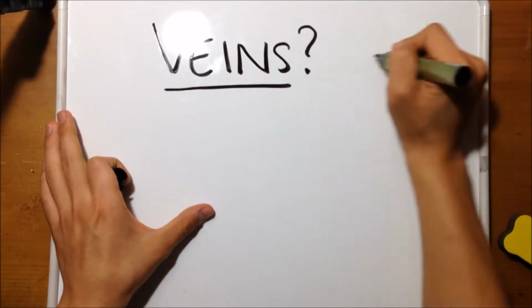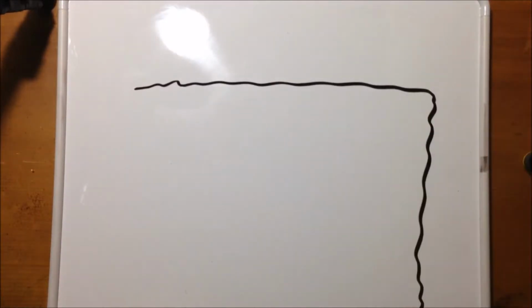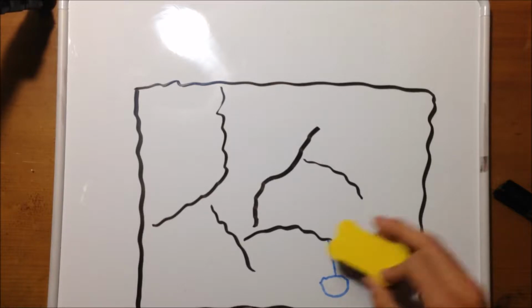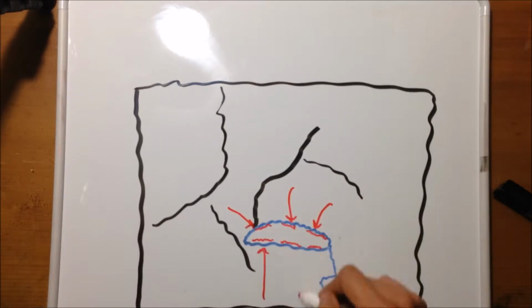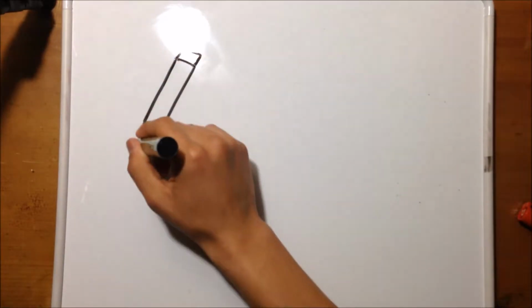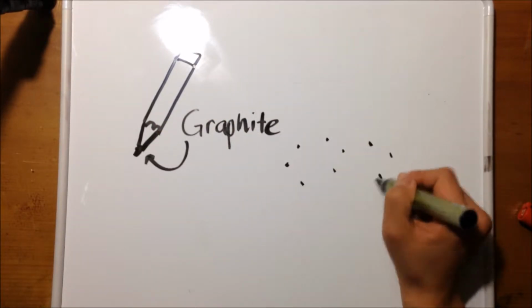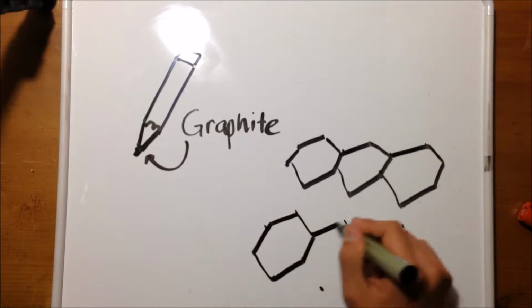Veins, what are they? Well, by definition, they are an extension fracture that has been filled with minerals. An extension fracture is basically a crack in the rock that has been widened. And what's a mineral? A mineral is an inorganic solid with a definite chemical composition in a regular atomic arrangement. For example, graphite has a very regular hexagonal layer arrangement and is made of just carbon.